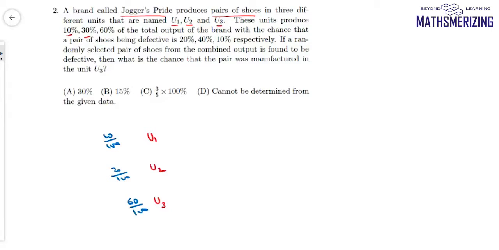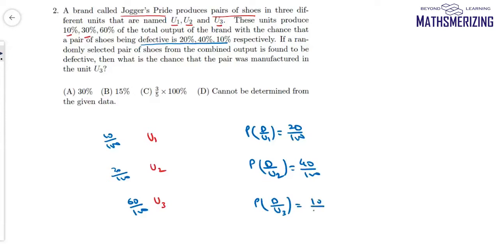Now it says the chances that a pair of shoes is defective are 20, 40 and 10 percent respectively from U1, U2 and U3. So we are also given that the probability that a product is defective, if it comes from U1, is 20%, which is 20 by 100. The probability that it is defective if it comes from U2 is 40 by 100. And the probability that it is defective if it comes from U3 is 10 by 100.